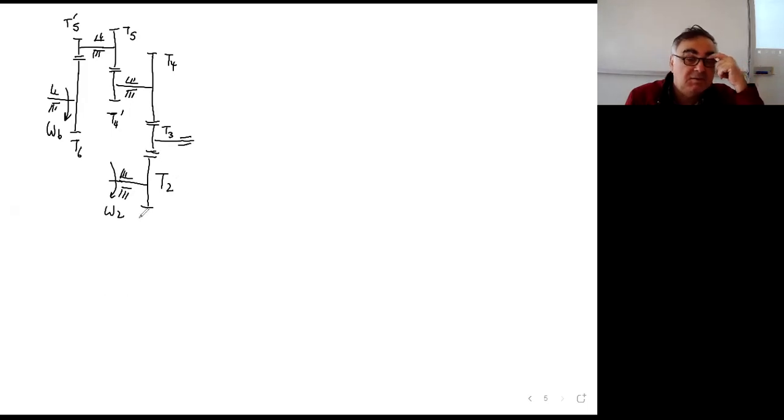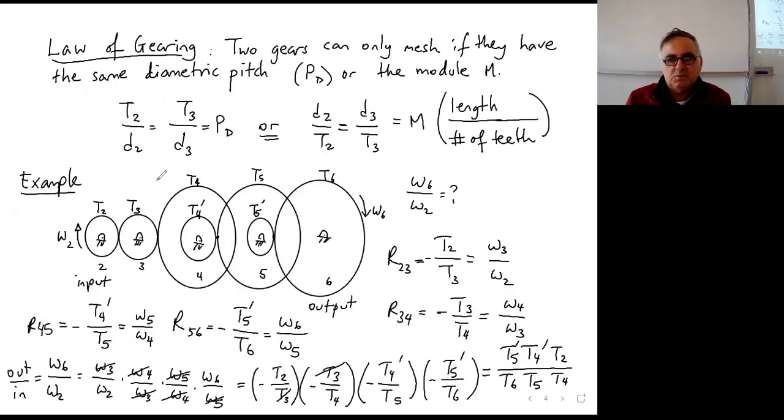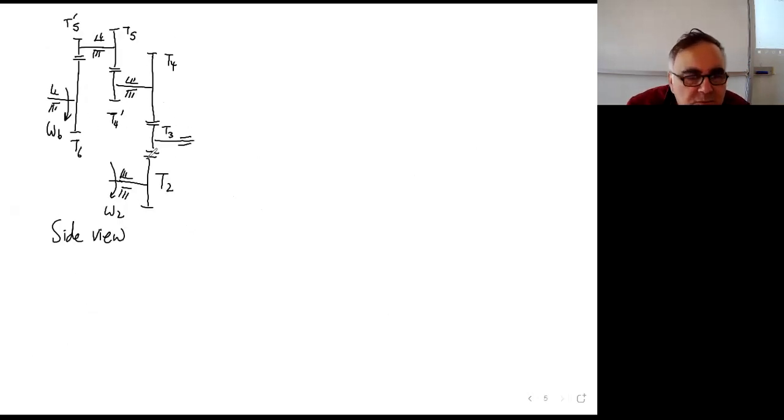And this is the side view of the same gearing, which looks much less understandable, I suppose, compared to this one. This is much clearer, but sometimes people draw it like this to save space and so on. So this is omega 2, let's say this is omega 3, this is omega 4, etc.